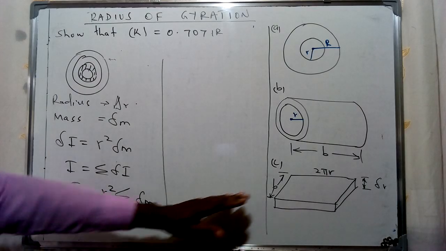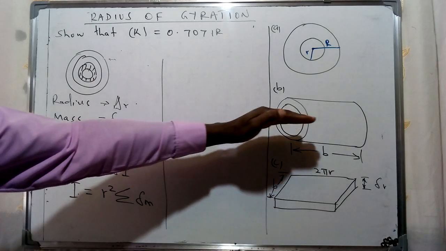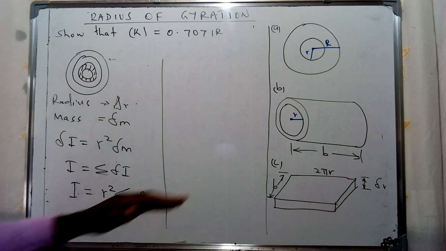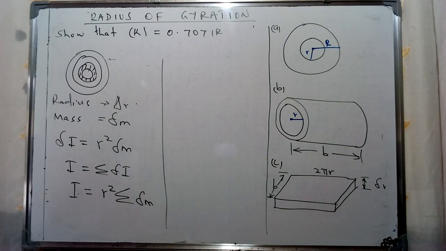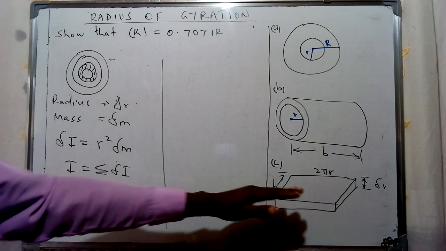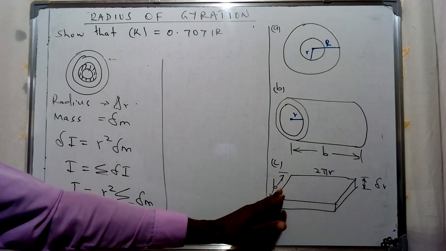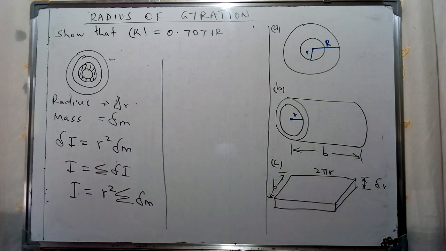So we are going to consider the third case, whereby we cut open this particular cylinder. We're going to consider the elementary thin cylinder which is cut and rolled, and it forms a flat sheet as I've shown below, with the dimensions of b, 2 pi r, and sigma r.